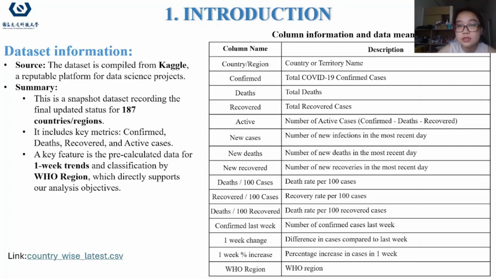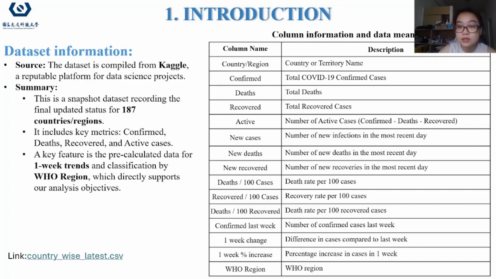Country/Region stands for the country or territory name. Confirmed is total COVID-19 confirmed cases. Deaths is total deaths. Recovered is total recovered cases. Active is the number of active cases. New cases is the number of infections on the most recent day. New deaths is the number of new deaths on the most recent day. New recovered is the new recoveries on the most recent day. Deaths per 100 cases is the death rate per 100 cases, and it is the same for recovered.